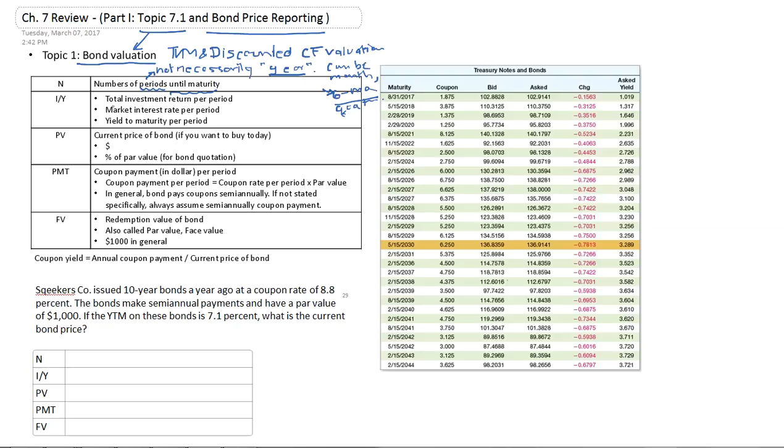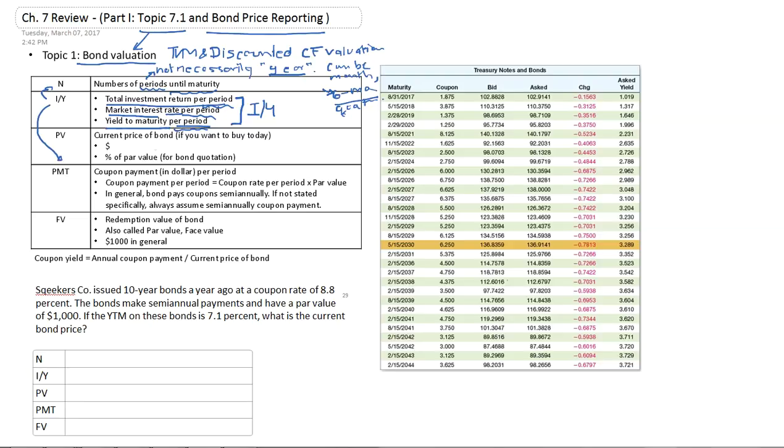Okay, and then for I/Y, I put all the terminology that you may have to know for that information. The first one is called investment return per period. The second one is market interest rate per period, and the last one is yield to maturity per period. These three are actually the same thing, which you put as I/Y, and again you have to convert everything into per period before you put it here, so it matches with N and with payment.